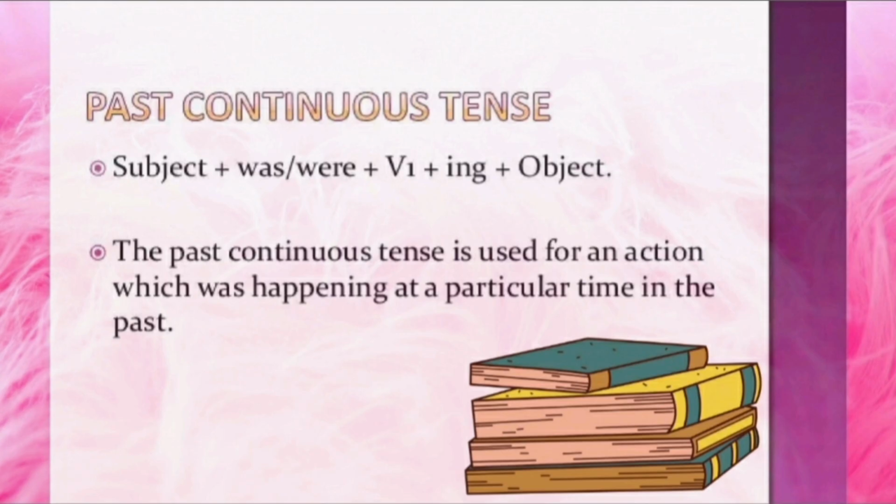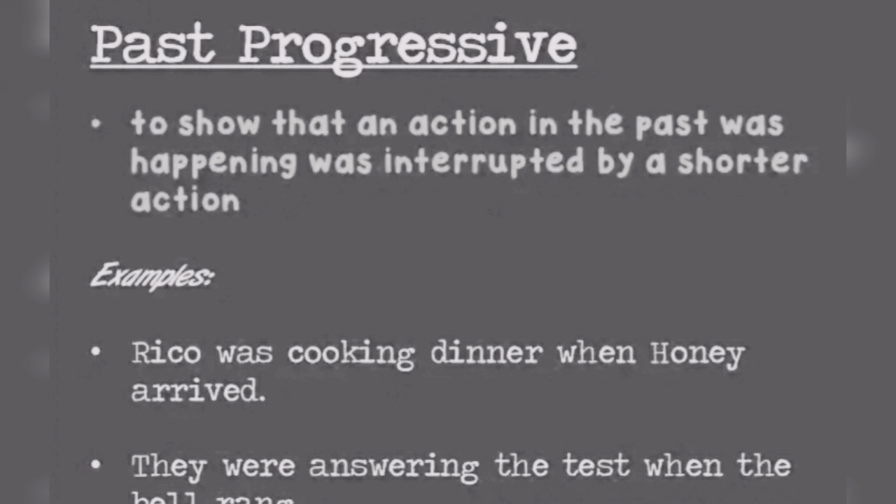Next is past continuous tense. The past continuous tense is used for an action which was happening at a particular time in the past. Let's have a look at the examples. Rico was cooking dinner when Honey arrived. They were answering the test when the bell rang.